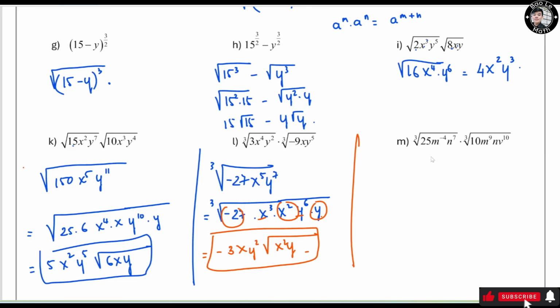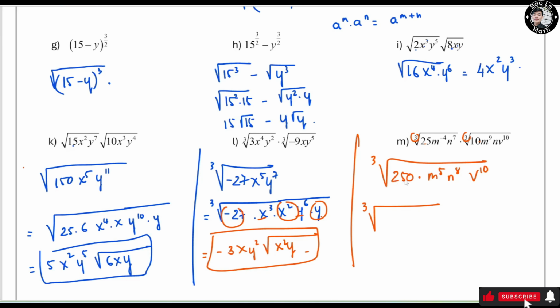And the last one, we can combine these two guys, right? Cube root, because this guy has a cube root, this guy has the same cube root, right? 25 times 10 could be 250 times m to the negative 4 times m to the 9, m to the 5th, n to the 7 times n, it could be n to the 8, right? And v to the 10, right?